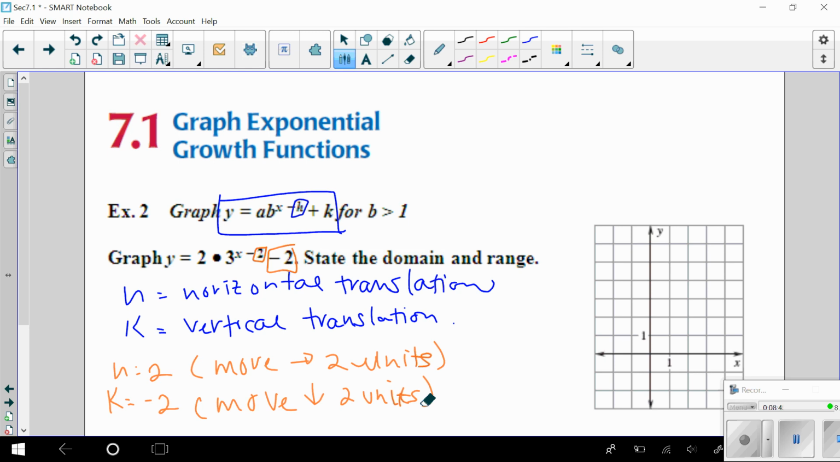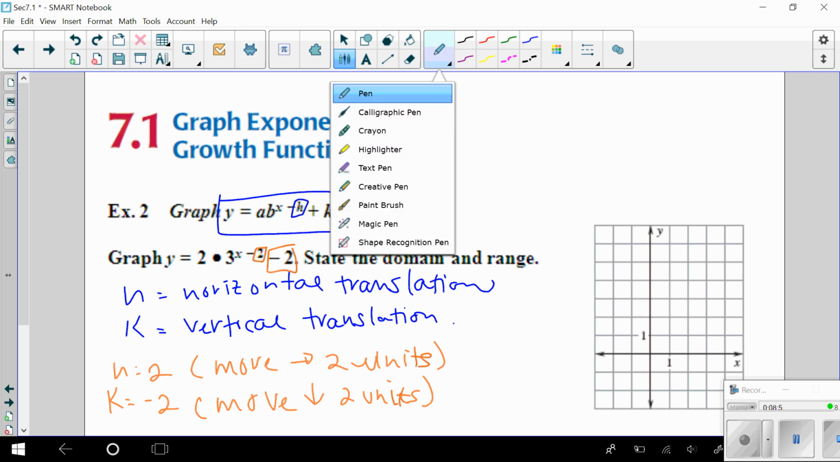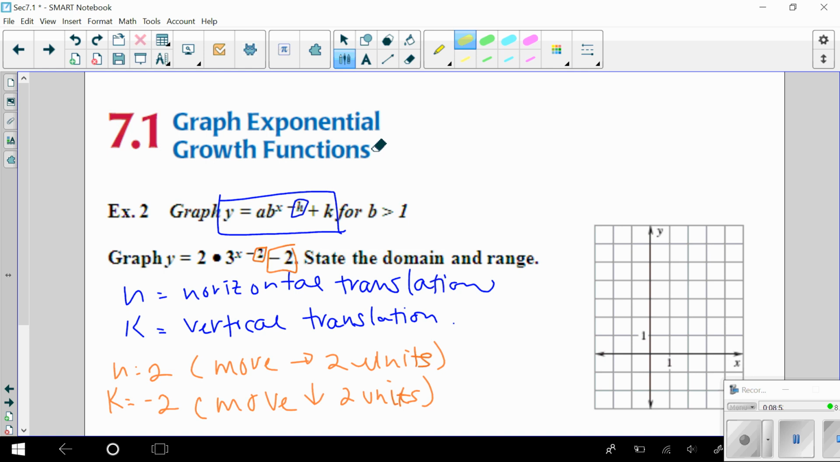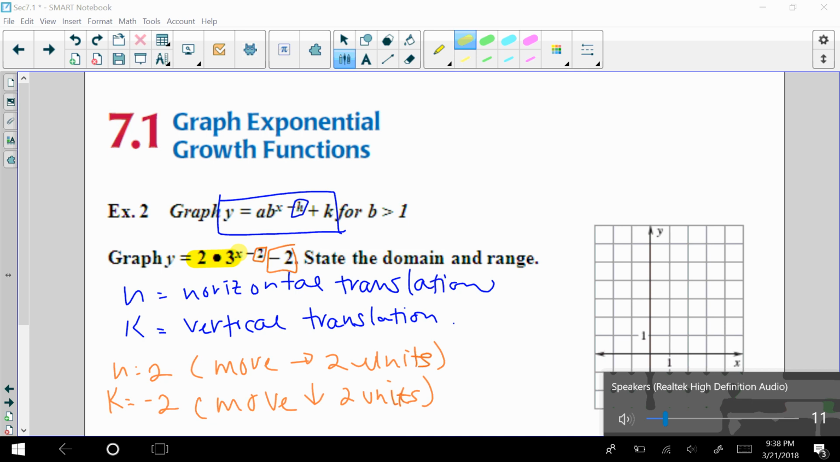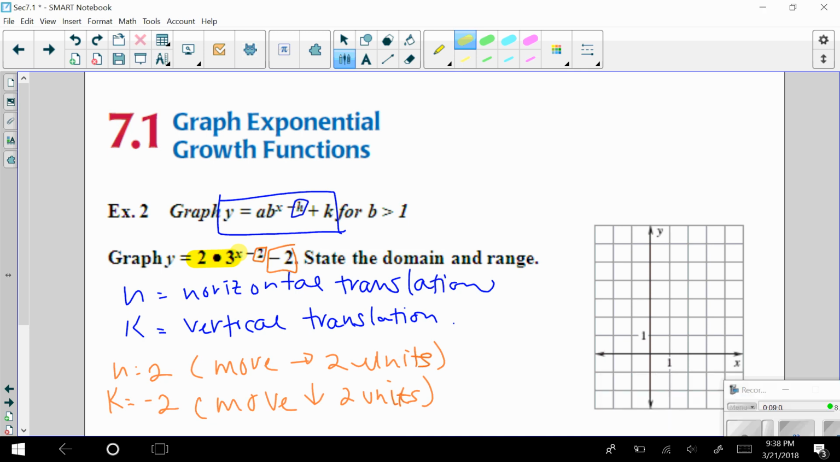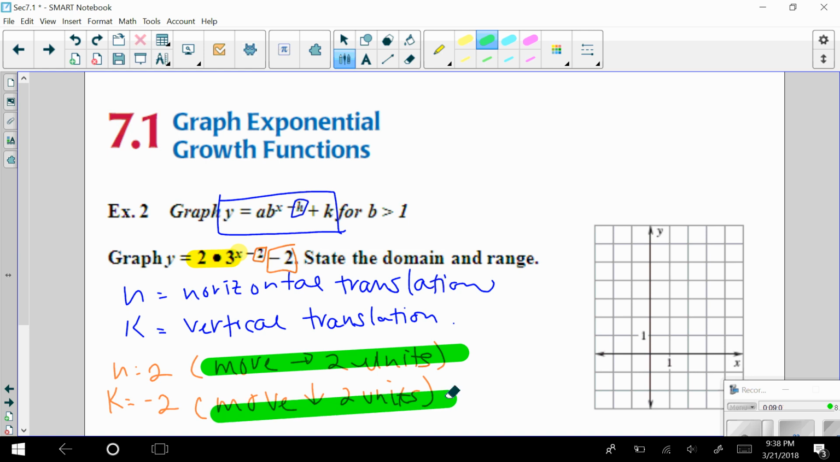So in a graph where you have an h and a k value, you want to start by graphing 2 times 3 to the x. Graph this function first, and then with the points that you graph, translate 2 units to the right and move 2 units down. So let's do that.